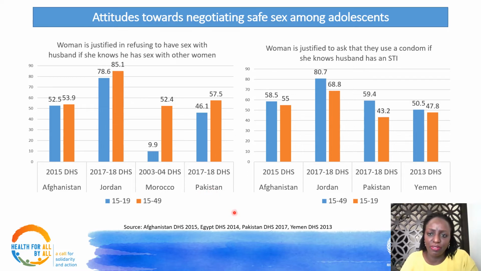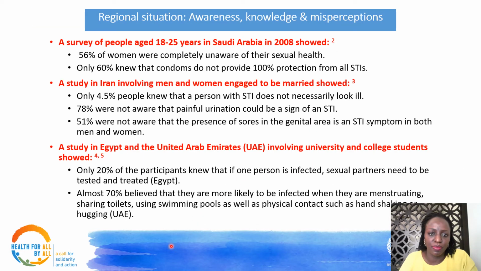On the second graph, again, looking at the attitudes towards condom use if a woman knows her husband has an STI, again looking at the same countries and similar age ranges and age distributions, and we see that for Jordan, a highest proportion of women would say that yes, they are justified to ask for condom use. The lowest proportions, I believe, were reported in the Pakistan cohort during this survey.